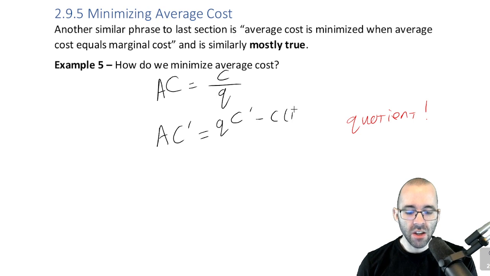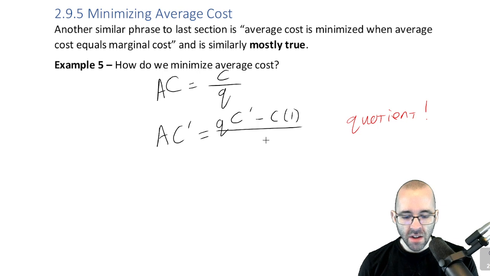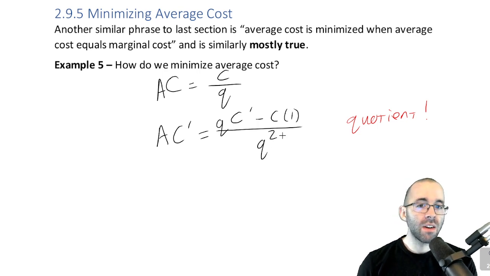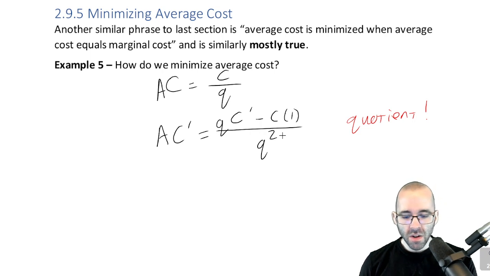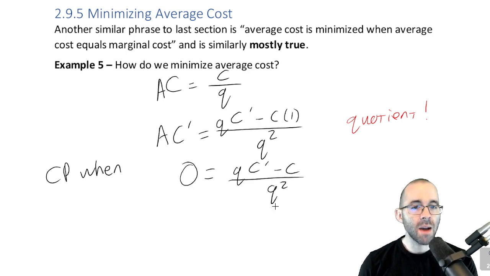The derivative of Q is just 1. Q is our variable, right? Just Q is X here. The derivative of X is just 1. Low d high minus high d low. Square the bottom and away we go. So the critical point is when this derivative equals 0. Which is when this happens.